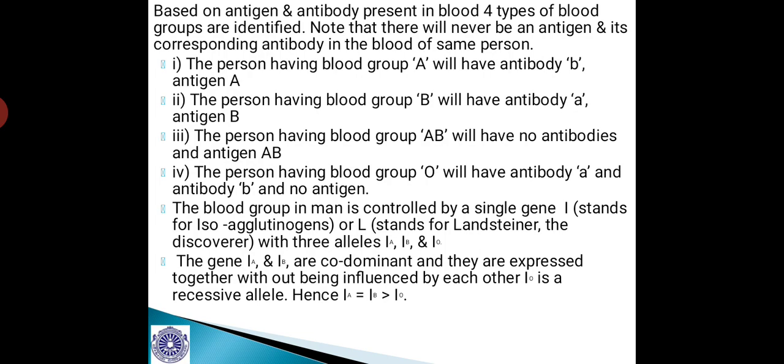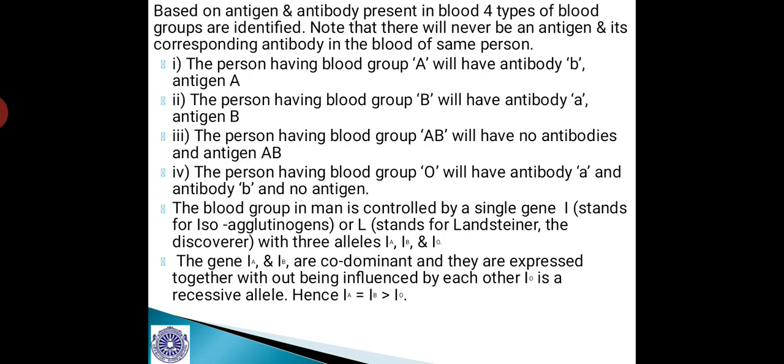Note that there will never be an antigen and its corresponding antibody in the blood of the same person. That is, the person having blood group A will have antibody B and antigen A, and the person having blood group B will have antibody A and antigen B. The person having blood group AB will have no antibodies but both antigens A and B, and the person having blood group O will have antibodies A and B but no antigen.